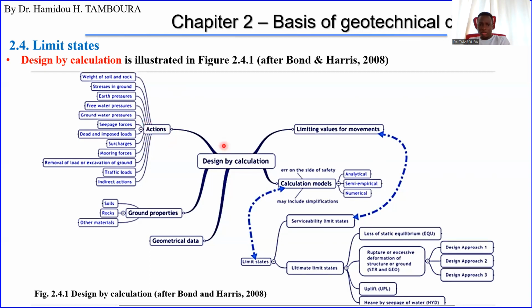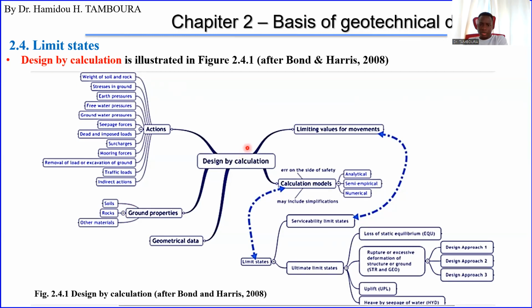So you have to consider action in your calculation. And then ground property, because we are in geotechnical engineering, right? So soil, rock, other material, the ground. What are the properties of the ground? Geotechnical properties of your ground or rock. You have to consider that in your calculation. And geometrical data also. One geometrical data used is, for example, water level. What is the depth of water level, for example? This is an example, okay? Consider that also in your calculation.